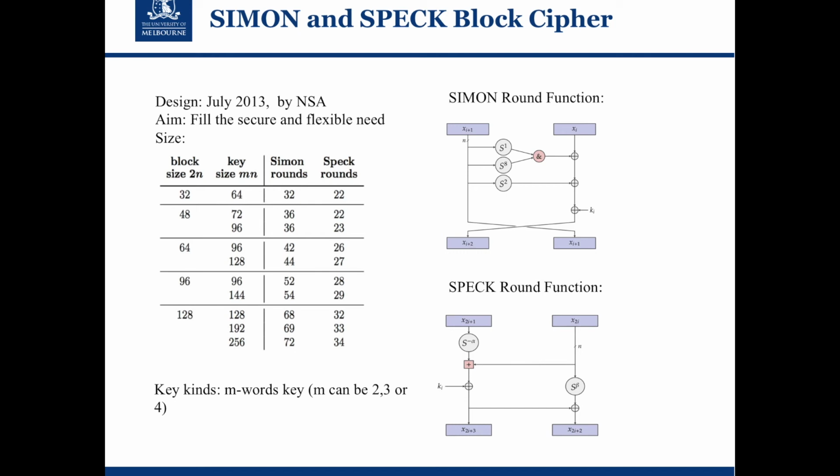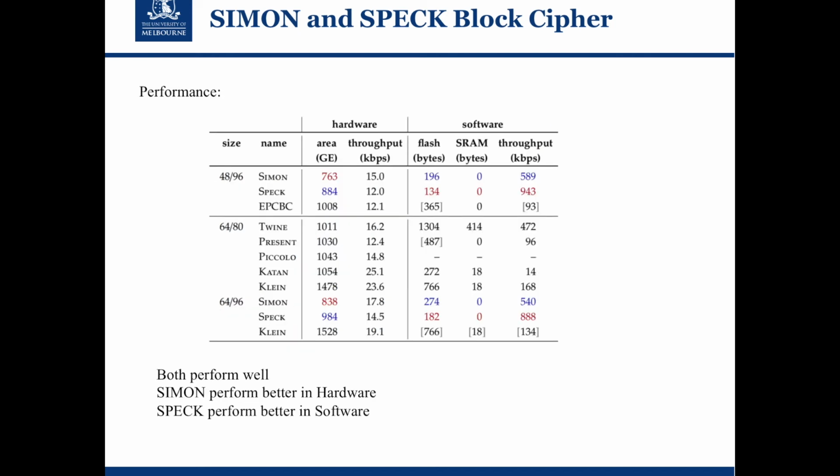This table shows the performance of Simon and Speck and other block ciphers in hardware and software for block sizes of 48 bits and 64 bits. It is easy to see that both ciphers perform well in hardware and software. For the same throughput, the area needed for the two ciphers and the flash are less than for other ciphers. Also, we can see Simon had better performance in hardware, while Speck did better in software.